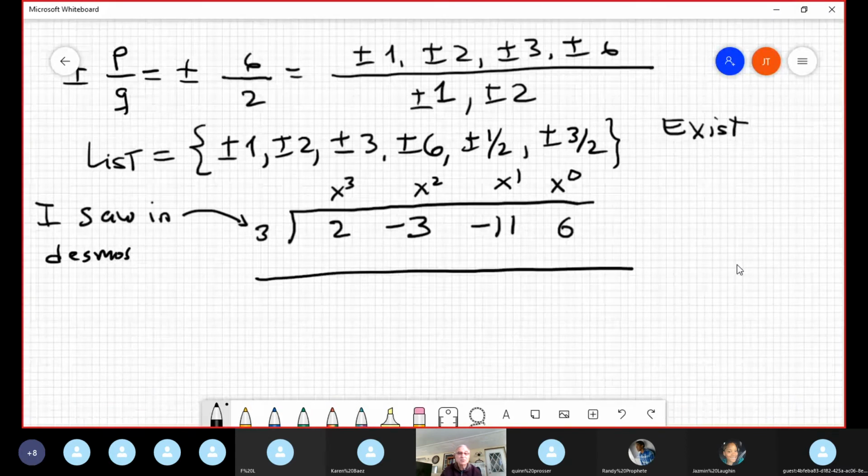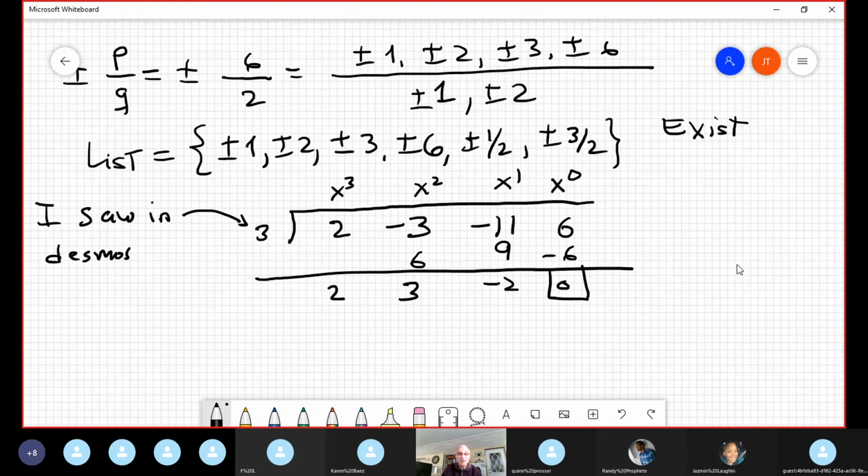Okay, so I bring down 2, multiplication is 6. Is positive 3, multiplication is 9. Is negative 2, multiplication is negative 6. Remainder 0, exactly as we expect. So the factor x minus 3 belongs. Remember, the opposite side of this is positive 3 here, negative 3 in the factor.